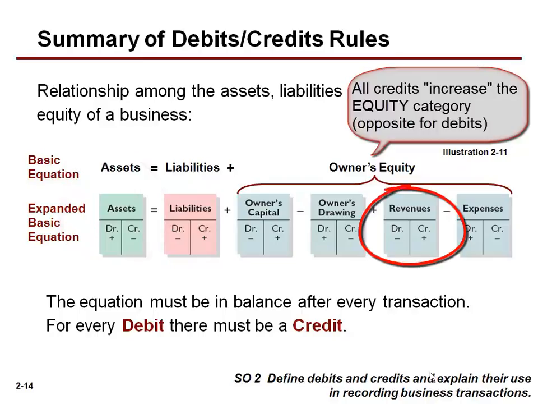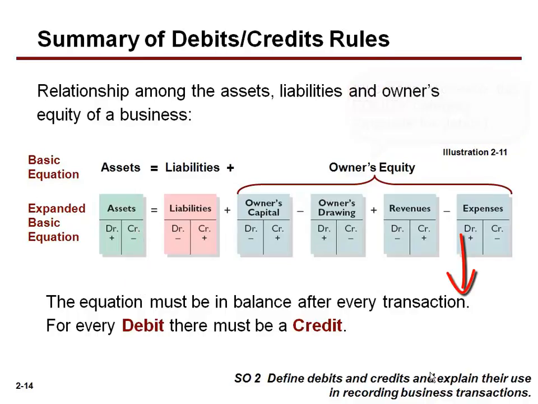As expenses are funded, assets are reduced on the left-hand side of the equation with credit, and we debit the expense account on the right. Again, that debit to the expense account on the right-hand side has the effect of reducing the owner's equity category.